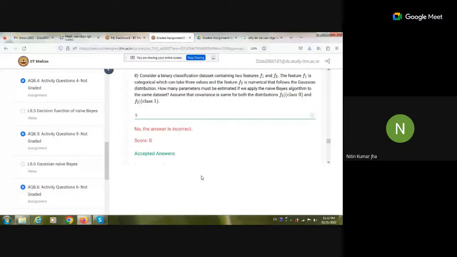How is it nine? 4 plus 4. The answer should be 8, I think. The answer should be 8, isn't it? Okay. Yeah. Can you explain again? Yeah, please. Sir, can you solve it, sir? Like on some white page, so it will be easy for us to relate.